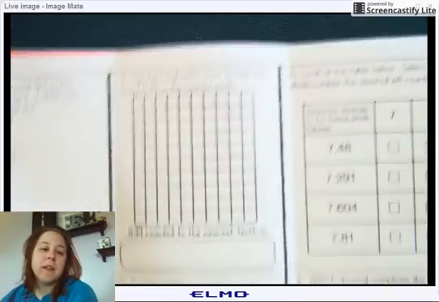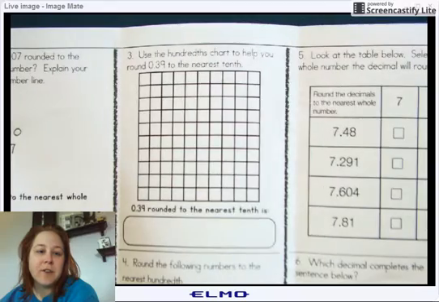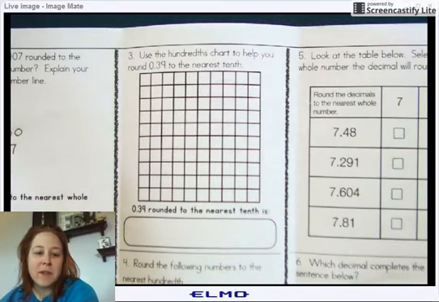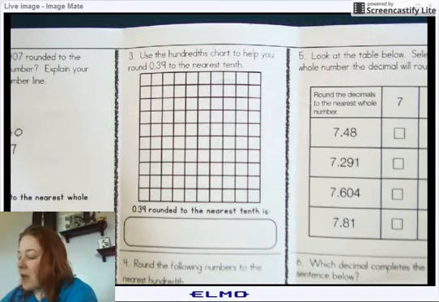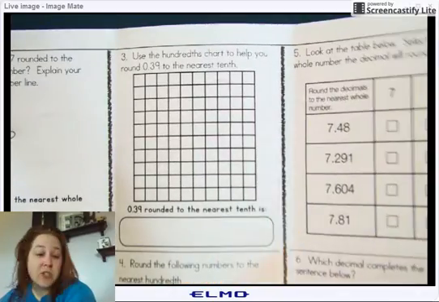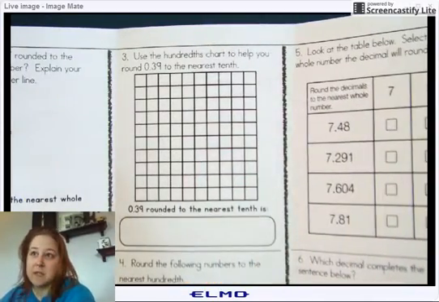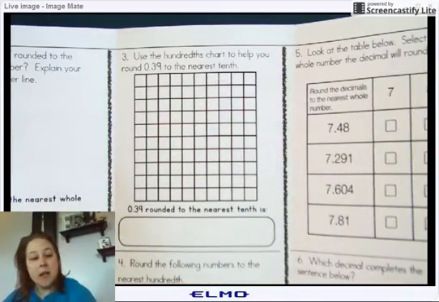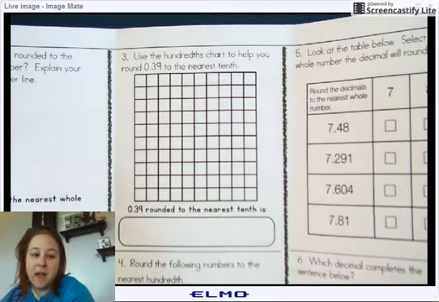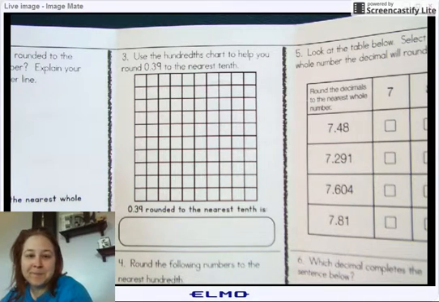Okay, we are looking at number 3. Use the hundreds chart to help you round 0.39 to the nearest tenth. This is a hundreds chart, and what I would like to do is color in 0.39. So take a moment and color in 0.39.